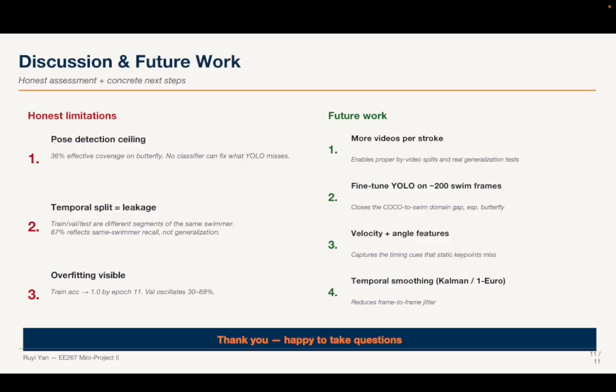2. Temporal split causes leakage. With one video per stroke, train and test are different time segments of the same swimmer in the same pool. The model may exploit swimmer-specific features, body shape, swim cap color, rather than genuine stroke patterns. So 87% is same-swimmer recall, not generalization. 3. Overfitting is visible. Training accuracy hit 1 by epoch 11. Validation oscillated 30 to 88%.